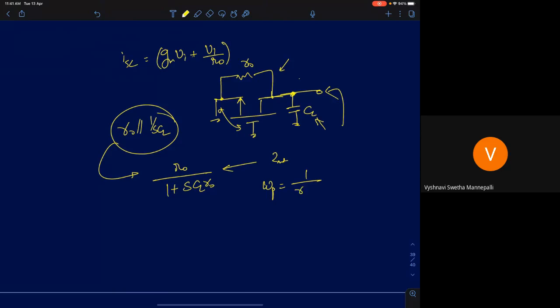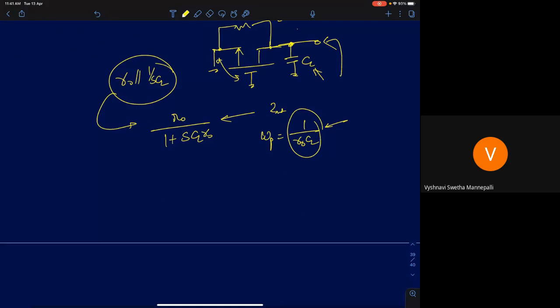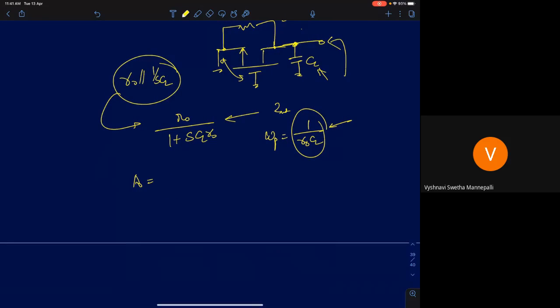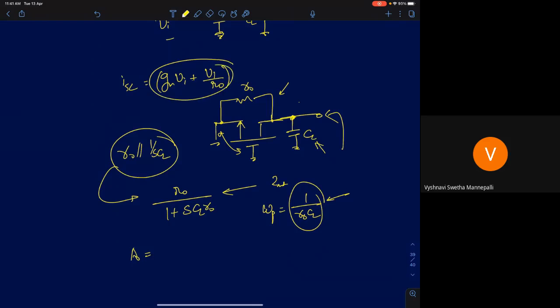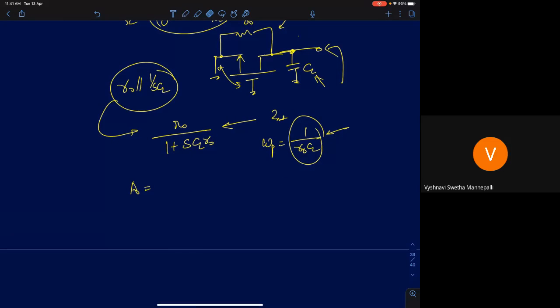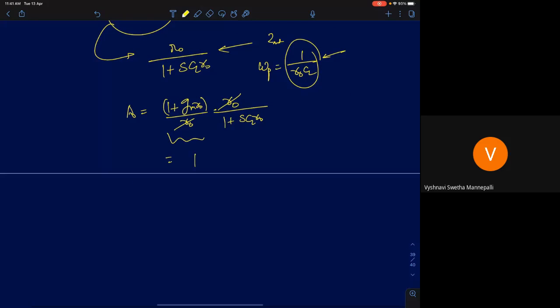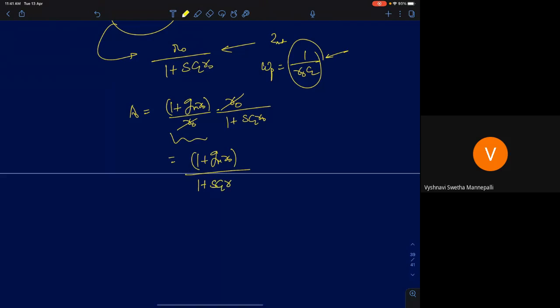1 by R naught CL, right? Output resistance into capacitance, both are in parallel. So 1 by R naught CL. That's it. So that's the pole of your common gate amplifier. And the DC gain A naught is given by, you take this GM plus 1 by R naught. So you can write it as 1 plus GM R naught upon R naught. That's your GM multiplied by R out, which will be R naught by 1 plus S CL R naught. So R naught would cancel out. What you're left with is 1 plus GM R naught upon 1 plus S CL R naught.